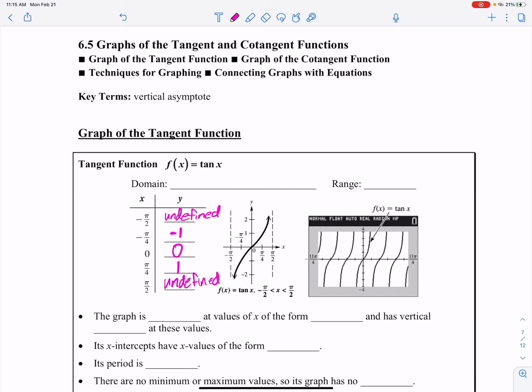How should I do this? We'll just do it in this one period here. So the one period is negative pi over 2 to pi over 2. If we were to graph all tangents, you get the same picture. Do you see the picture here?